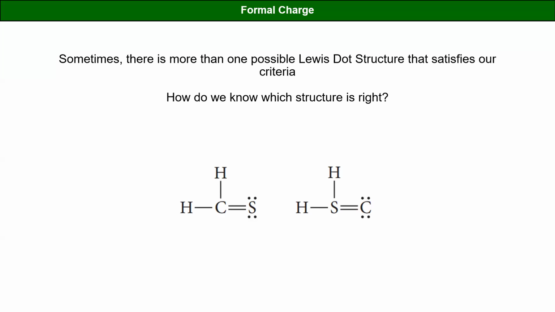The first one. The first one gives the carbon a formal charge of 0, and the sulfur gets a formal charge of 0. Over here, sulfur's got 4 electrons, and it's got 6 on the periodic table. So that would give the sulfur a +2 charge, and the carbon a -2 charge. That's less stable.